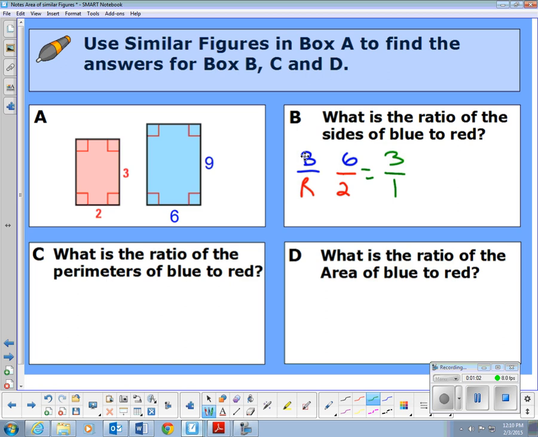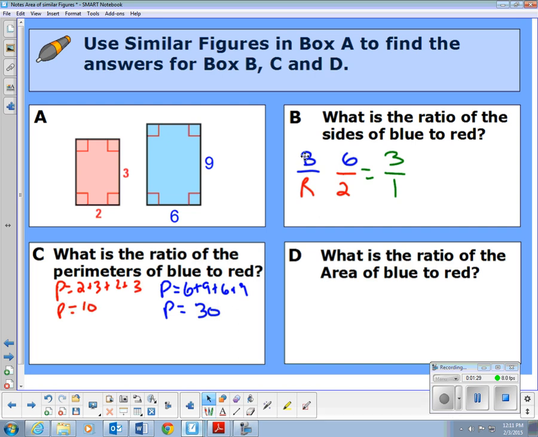And it says, what is the ratio in part C for the perimeters of the blue to the red? The blue's perimeter is 6 plus 9 plus 6 plus 9. That's 15 plus 15, which is 30. The red's perimeter is 2 plus 3 plus 2 plus 3, so that perimeter is 10. If I do the ratio of blue to red again, I get 30 over 10, which reduces to 3 over 1. Remember that all ratios should be reduced.